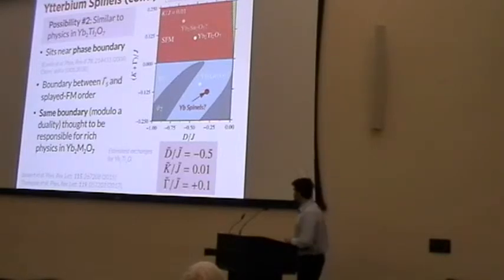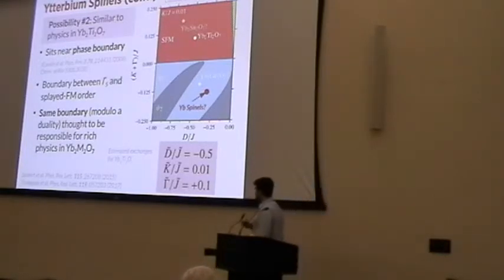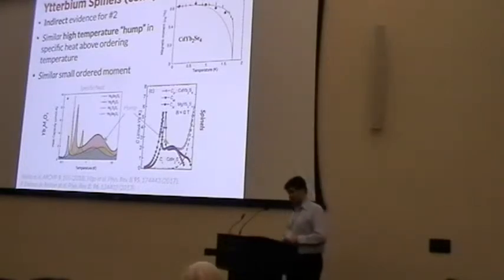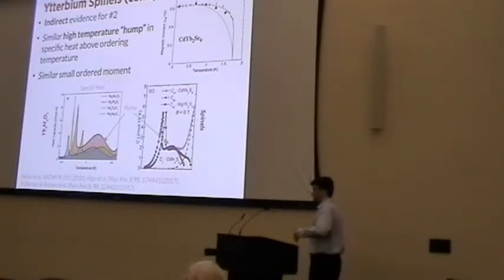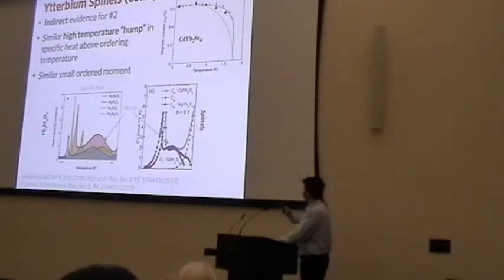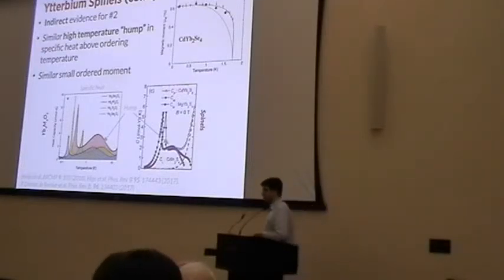the spinels might sit down. So there's sort of other indirect evidence for this. One of the characteristics that you see in these ytterbium compounds is above the ordering temperature, there's some sort of broad peak in the specific heat, which is supposed to be the onset of a kind of correlated paramagnet. This is also seen in these pyrochlores. You can see it here. Also, the ordered moment is strongly reduced, indicating strong frustration.